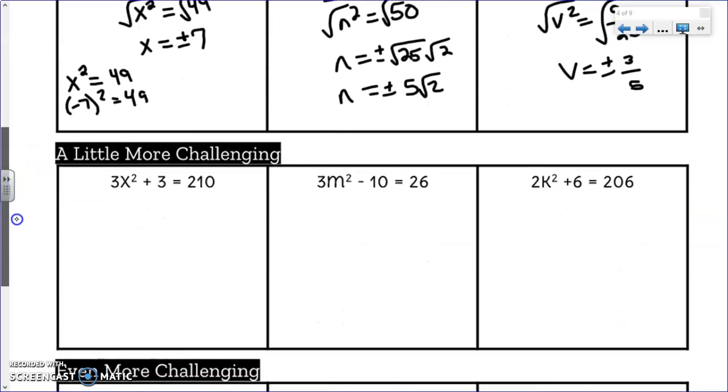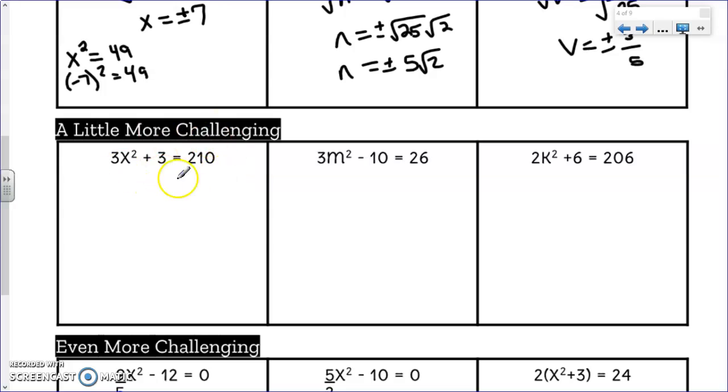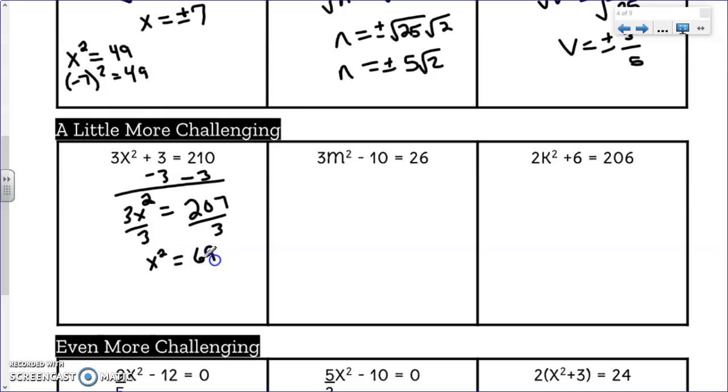Alright, so let's go down here. Also, this is the only method that you do not get equal to 0. So here we're going to subtract 3. I get 3x squared equals 207. And then I'm going to take 207 and divide it by 3 because I have to get the variable by itself before I do this part. And when I divide it by 3, I get x squared equals 69.